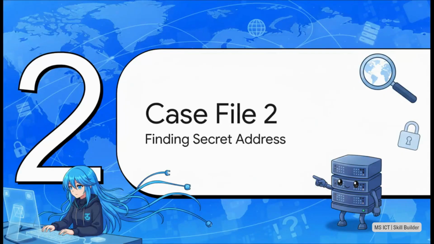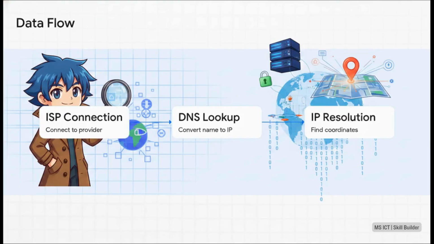Moving right along to case file 2, finding the secret address. To translate that typed name into a real physical digital location, our detective has to hustle through a rapid-fire sequence of data flows. We're going to look at 3 immediate steps here. First, connecting to the ISP. Second, performing a DNS lookup. And third, resolving the IP address. Let's break down exactly what each of these checkpoints means for our investigation.